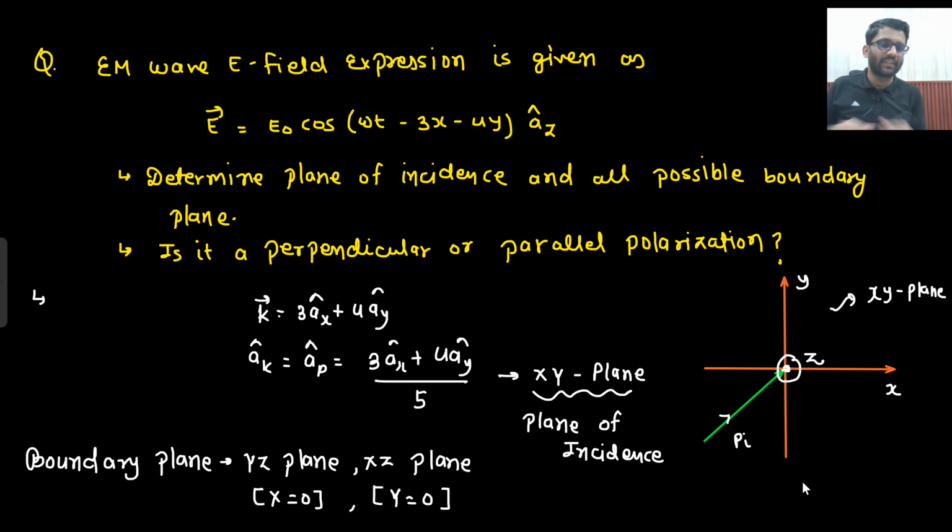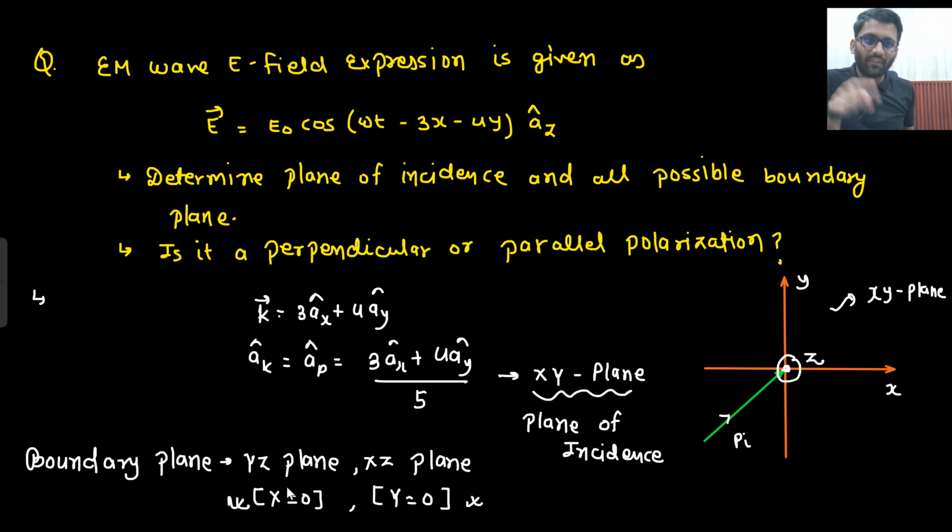And from here also you can understand that my wave is incident like this. So either this could be my boundary plane or this could be my boundary plane. If this is my boundary plane, then what is the equation of this plane? x equals 0. Are you getting this point? If yz is my boundary plane, then my equation would be x equals 0. And if this is my boundary plane, that means this is the xz plane. So what is the equation of the xz plane? y equals 0.